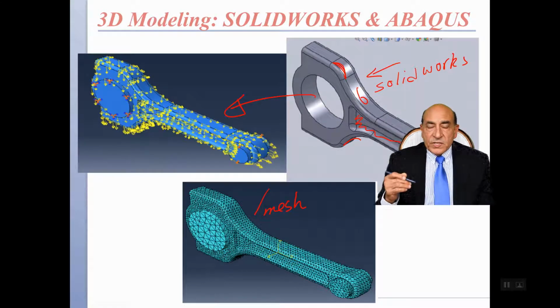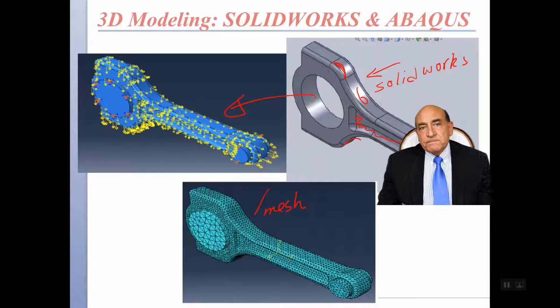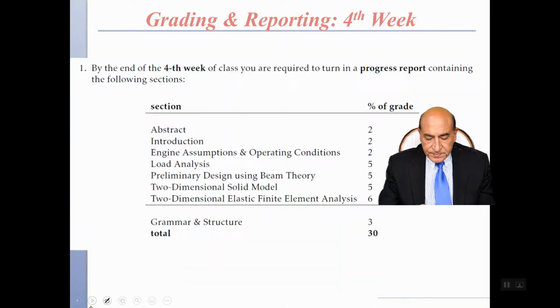So it's progressive. First, analytical beam theory. Second is 2D. Third is 3D. And for 3D, you can use Abaqus or COMSOL. So we don't have any problem with using COMSOL. If you're familiar with it, Abaqus will give us a little bit more experience.